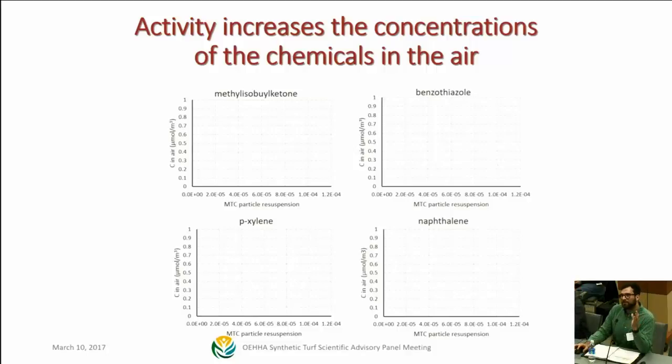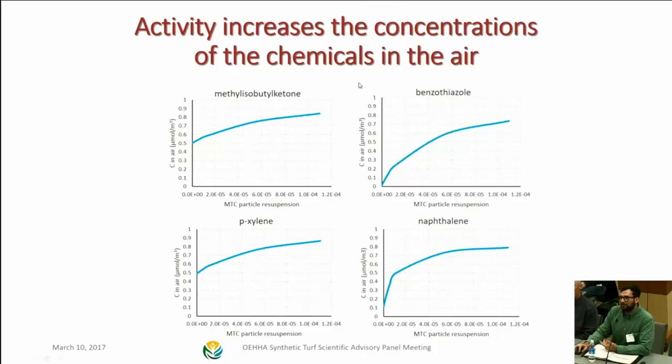So now from our data, if we go back to these substances that I talked about in the beginning, these 4 VOCs, I'm going to show you some preliminary modeling calculations based on a model that we built to describe the fate of the chemicals in outdoor soccer fields. So now we're going to see the effect of activity, which is represented as particle resuspension in the field. So what happens when you have players playing in the field? How does that affect the concentration in the air?